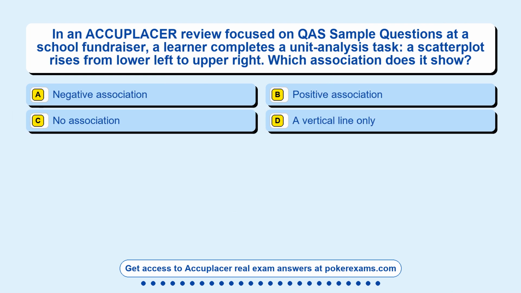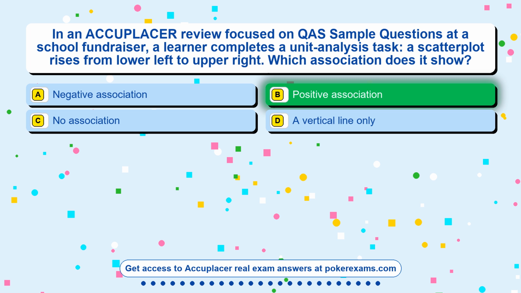Question 13. In an ACCUPLACER review focused on QAS sample questions at a school fundraiser, a learner completes a unit-analysis task. A scatterplot rises from lower left to upper right. Which association does it show? Option A, negative association. Option B, positive association. Option C, no association. Option D, a vertical line only. The correct answer is option B, positive association.